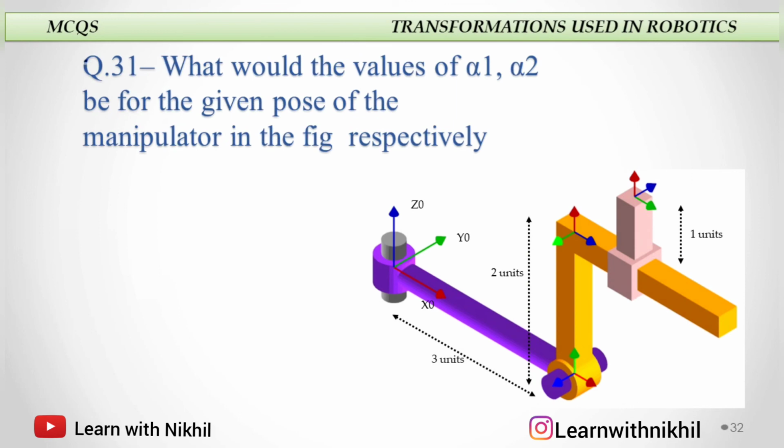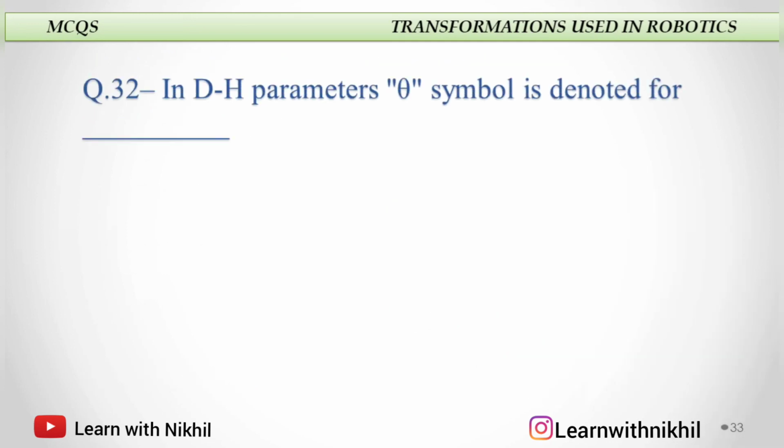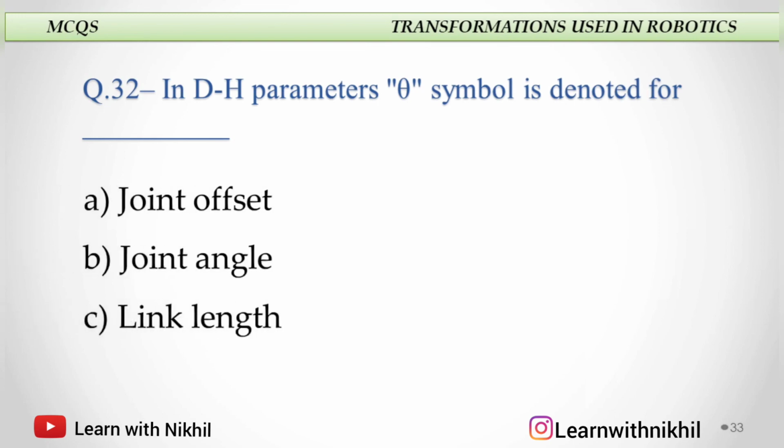Next, similar question, but the image is different. Here you have been asked the values of alpha 1 and alpha 2, and the values of alpha 1 and alpha 2 are 90 degree and 90 degree. In DH parameters, theta symbol is denoted for joint offset, joint angle, link length or twist angle, and the right answer is joint angle.